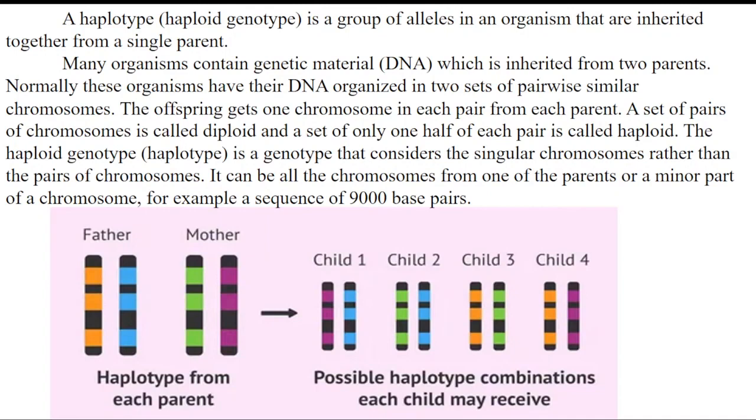Each can be all the chromosomes from one of the parents or a minor part of a chromosome, for example, a sequence of 9,000 base pairs.